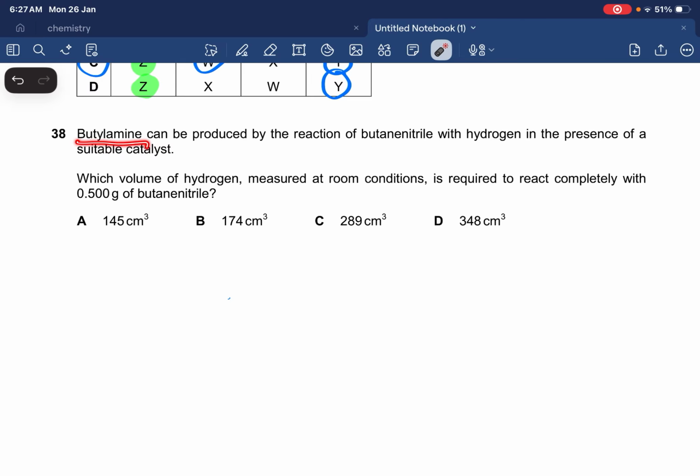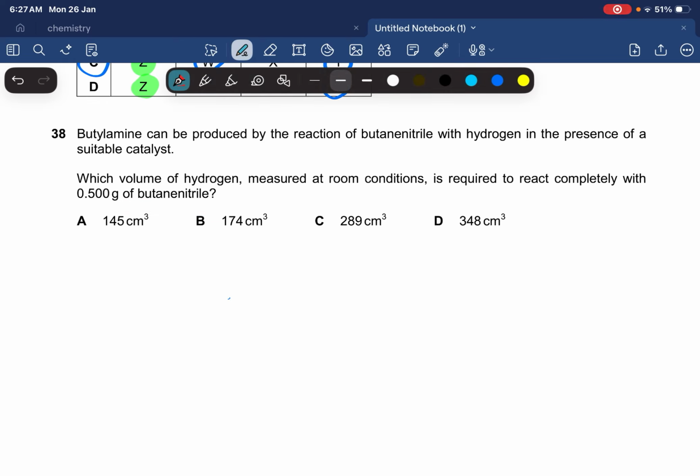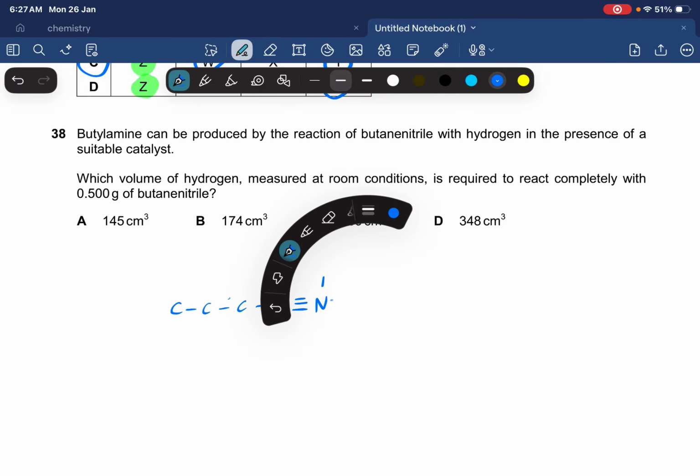Butylamine can be produced by the reaction of butane nitrile with hydrogen in the presence of a suitable catalyst. Which volume of hydrogen measured at room conditions is required to react completely with 0.5 gram of butane nitrile? So first let's draw butane nitrile. 1, 2, 3, and 4. And the 4th carbon is going to be triple bonded to an N. Right? Now this is butane nitrile.